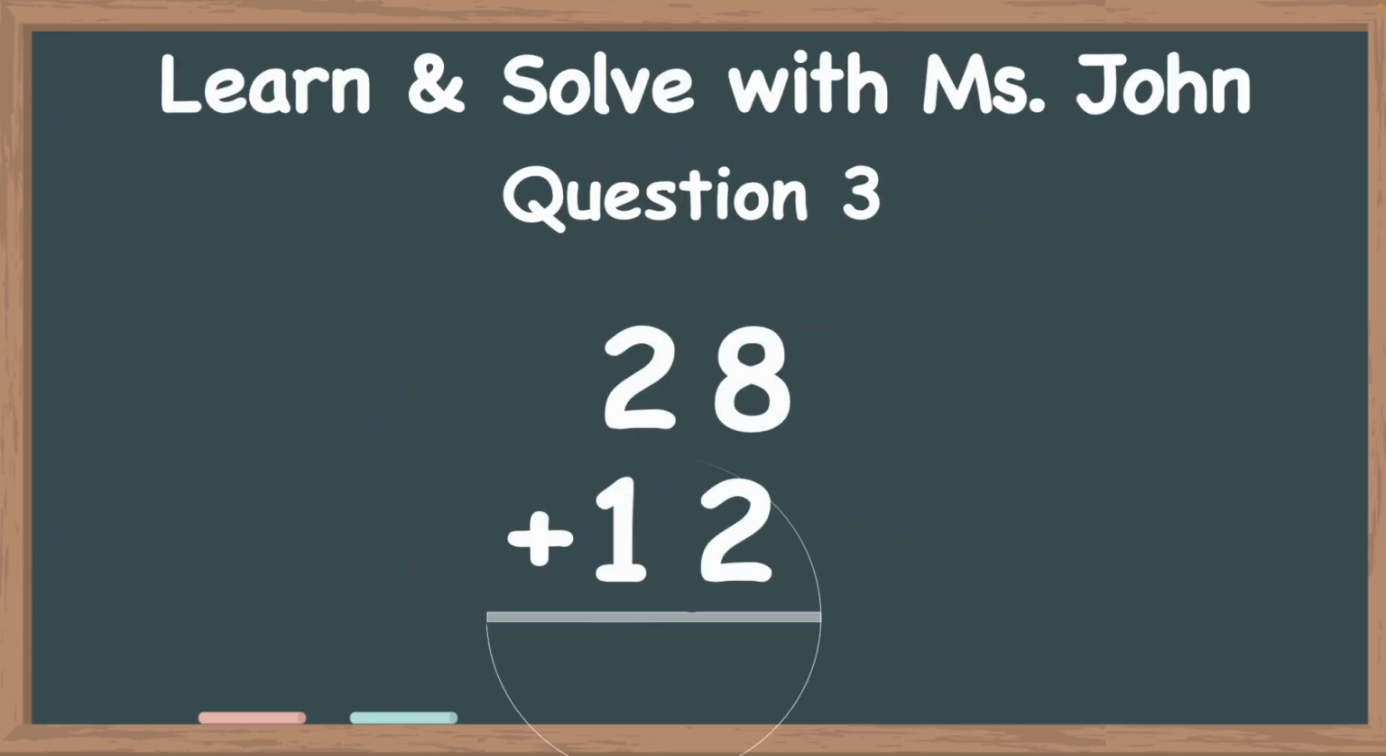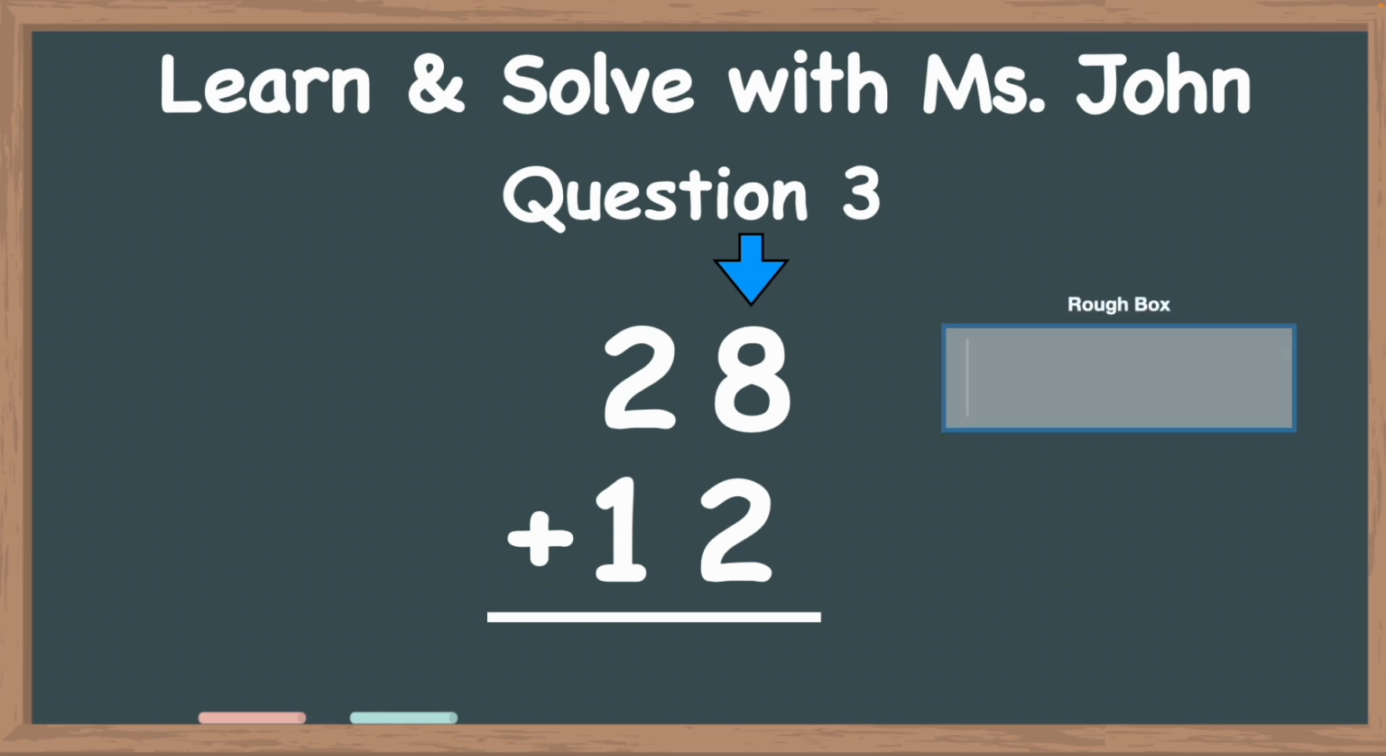Question number 3, 28 plus 12. We'll complete this question by adding the numbers in the far right column, in this case known as the ones column. First, we're going to draw a rough box. In this rough box, we're going to add 8 plus 2. 8 plus 2 equals 10. We'll now write the 0 in the ones column of the answer section and carry the 1 over to the far left column, which is known as the tens section.